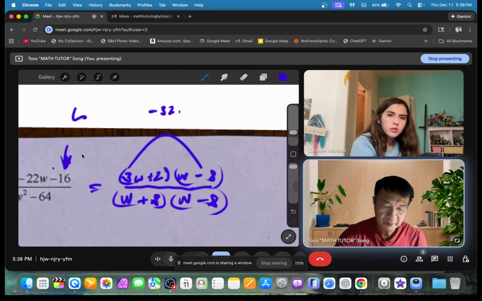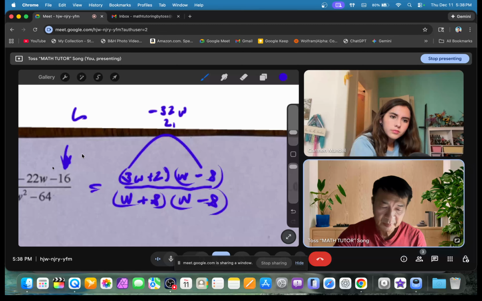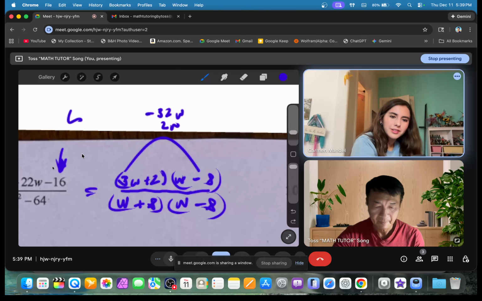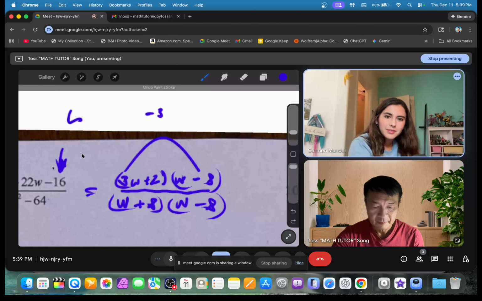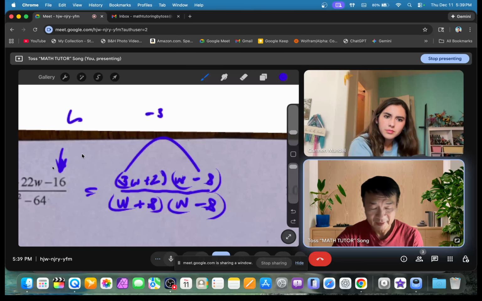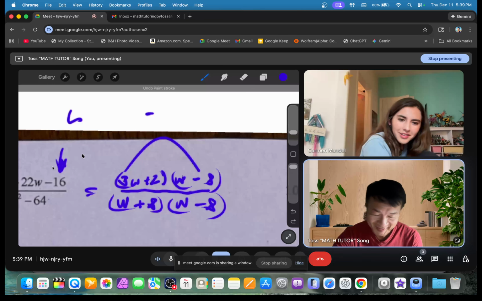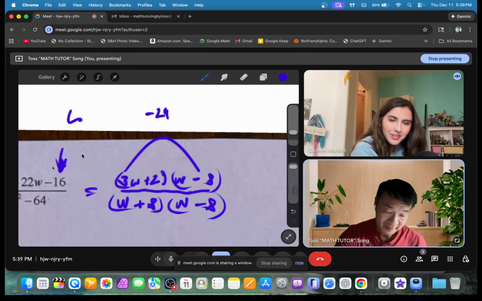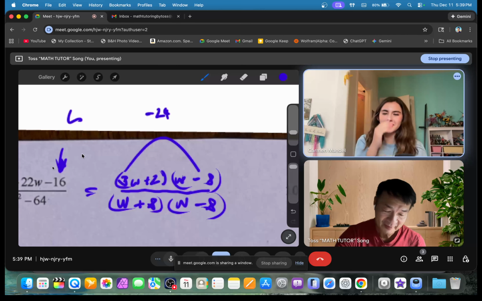A 32W, and then you got a 2W. If you combine them, you're not going to get... No, I thought that multiplied to 24. Oh no, wait. You're right, it is 24. It is 24, negative 24, and inside is going to be... minus 2, sorry, and 8 times negative 3. 22. Okay, so that's right.